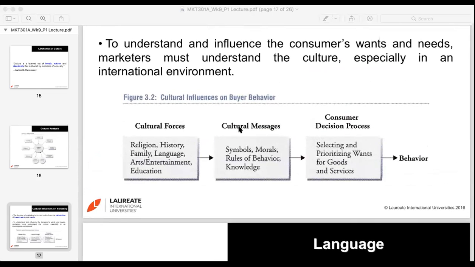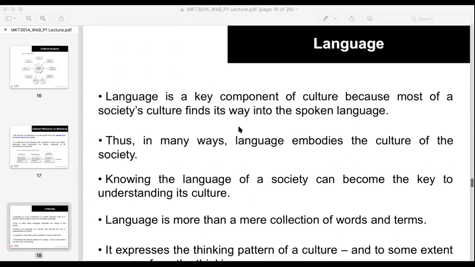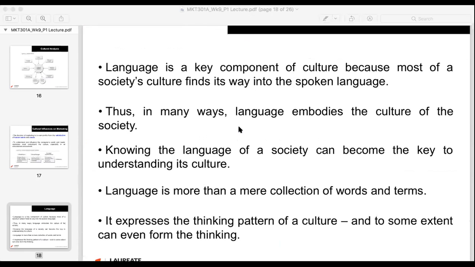And in fact, some scholars say that cultural forces actually become the informal institutions that affect how we behave in our society. Okay, from an institutional context theory perspective, right? Now, language is another one. Is another component of culture.